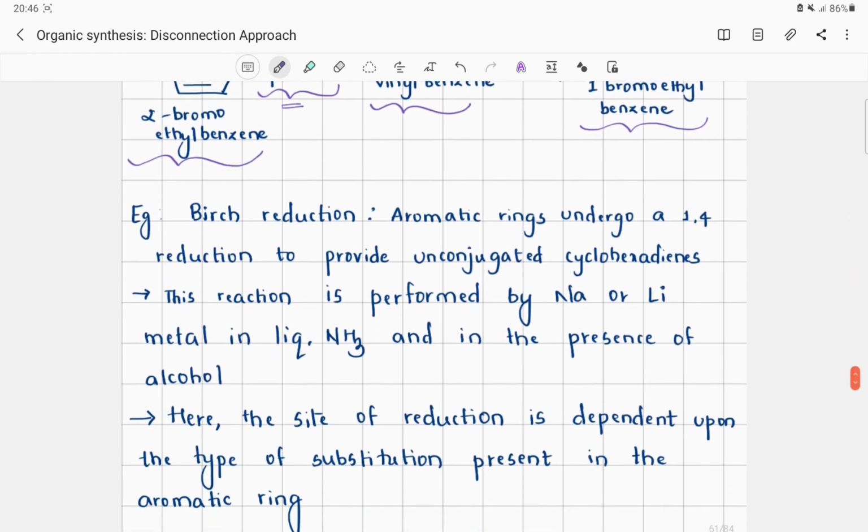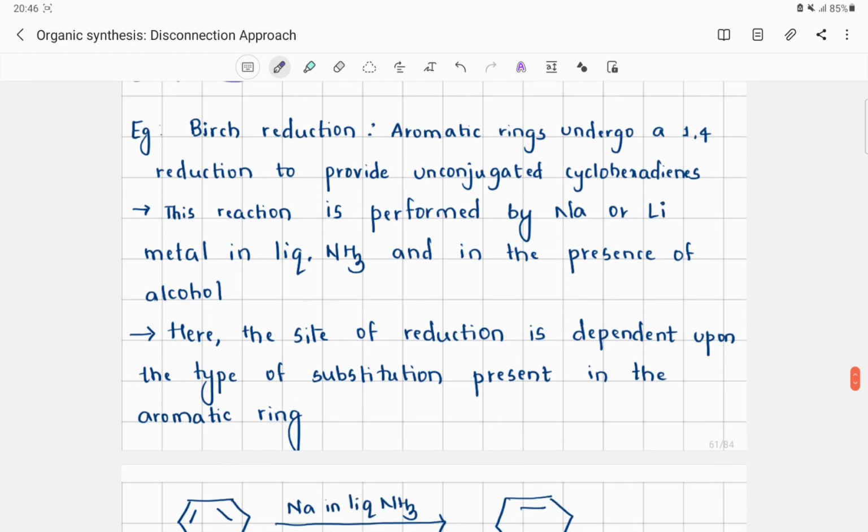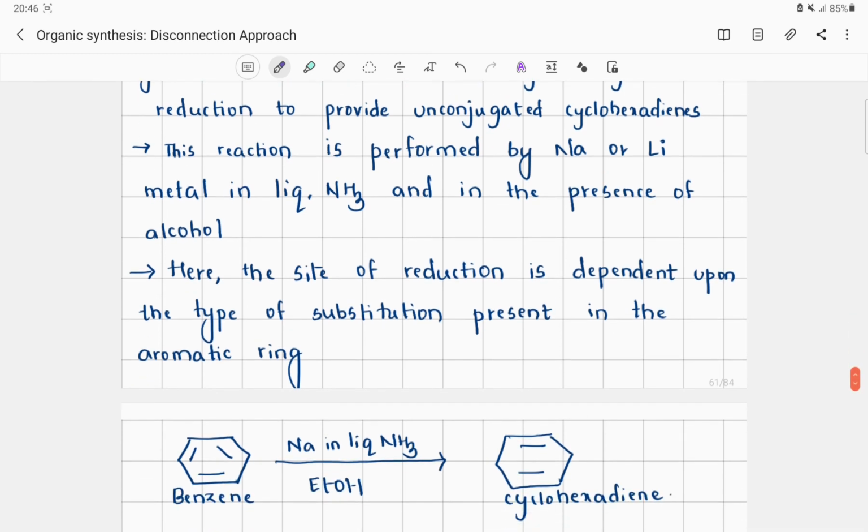Now this regioselectivity can be applied to a system called Birch Reduction. What is Birch Reduction? Aromatic rings undergo a 1,4 reduction to provide unconjugated cyclohexadienes. This reaction is performed by sodium or lithium metal in liquid ammonia and in the presence of alcohol.